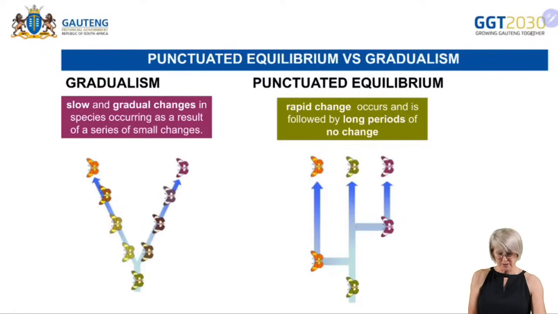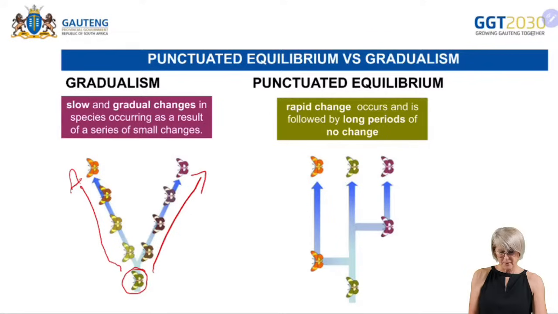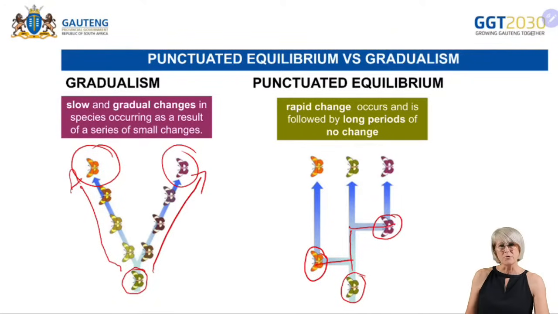Here we see the different versions of the explanation of evolution. The one is gradualism. From the original organism, the changes gradually occurred until we have what we see today, which is different compared to the ancestor species. However, in punctuated equilibrium, there's rapid change. Here we see the ancestor, then a very short period of rapid change, then a long period of no change, and then a short period of rapid change again.